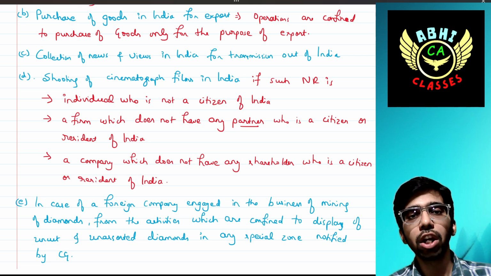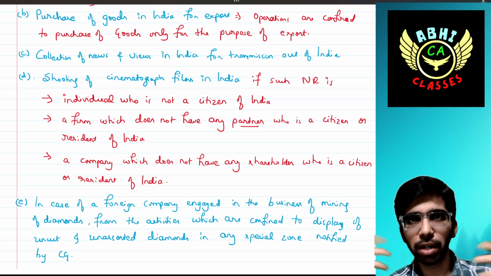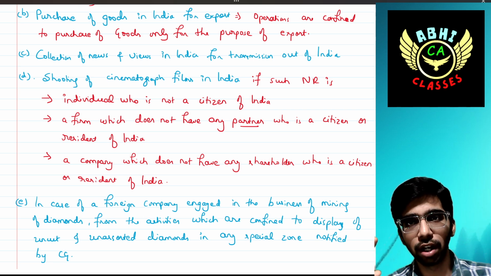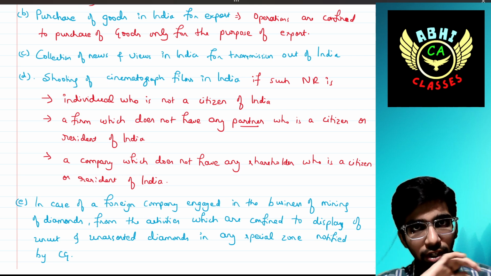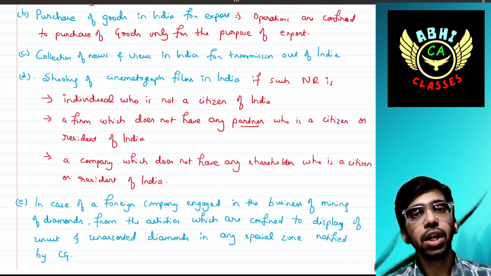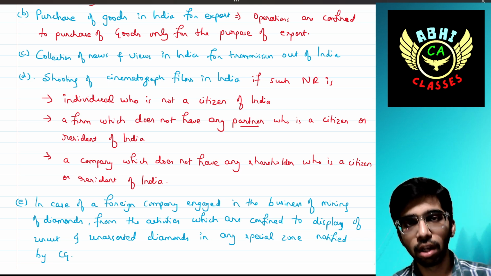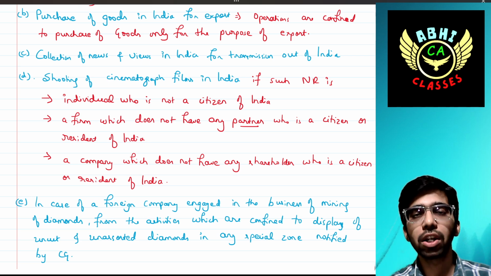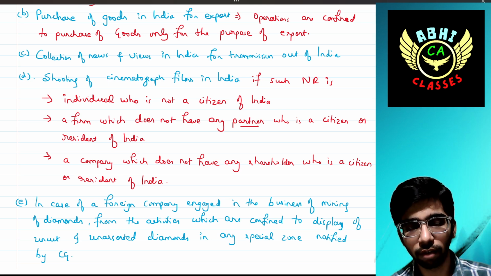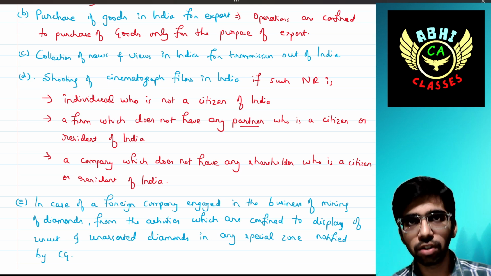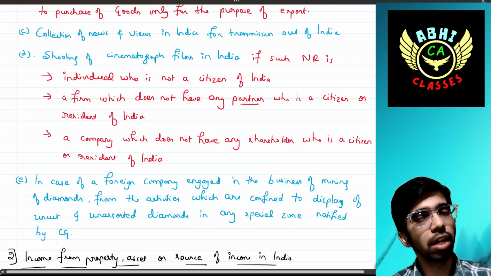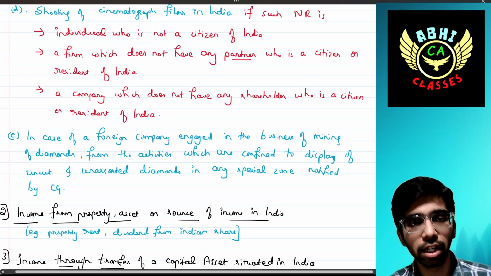First, income generated from shooting of films in India is not taxable in India only if the person is a non-resident. In the case of an individual, he should not be a citizen of India. If it is a firm, the partner should not be a citizen or resident of India. If it is a company, then the shareholders should not be Indian citizens or Indian residents. Only then should this income not be treated as deemed to be in India.